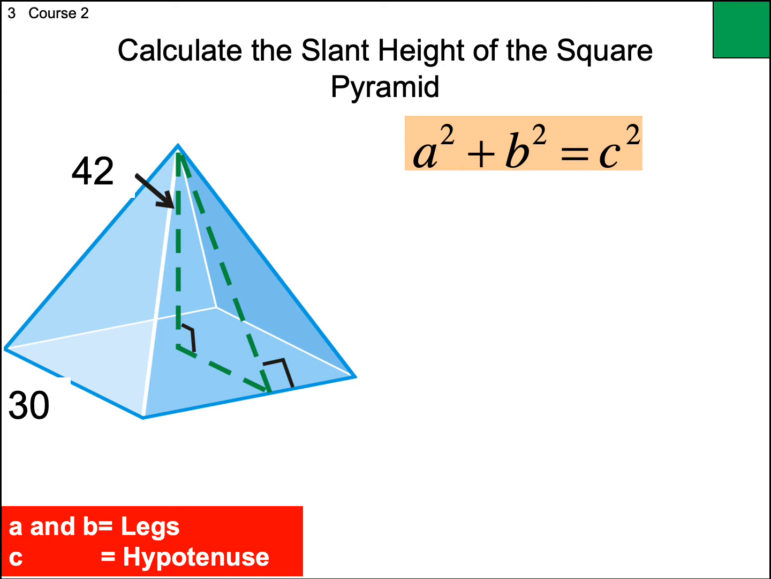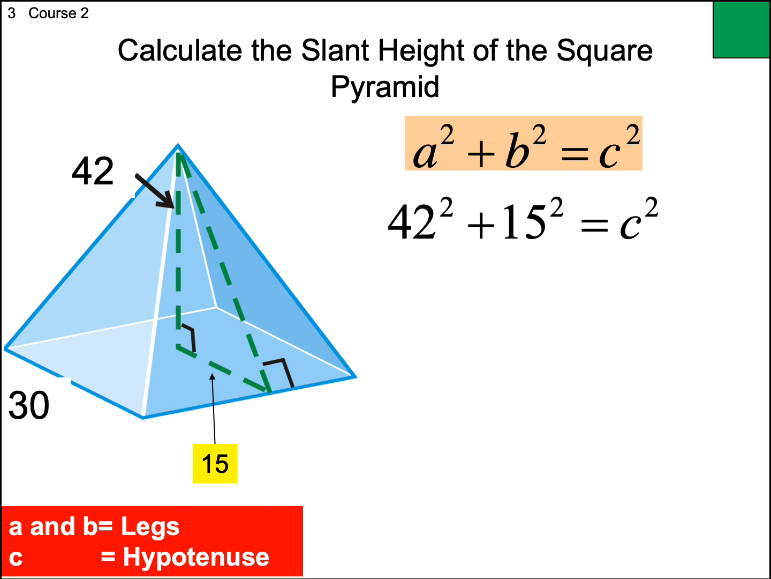Okay, well, let's see. If it's a square pyramid, that means one of the sides is 30 of the base. So that means all the sides are 30. And we know that the b value of that green triangle there would be half of the base. So therefore, that would be 15. So I got my two numbers. The height is 42. The portion I need for the right triangle is 15.